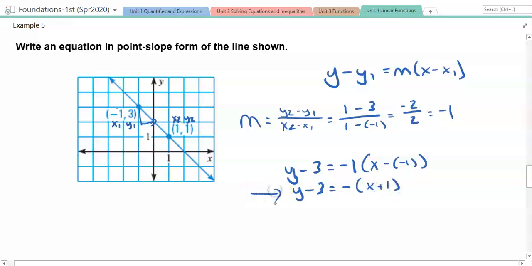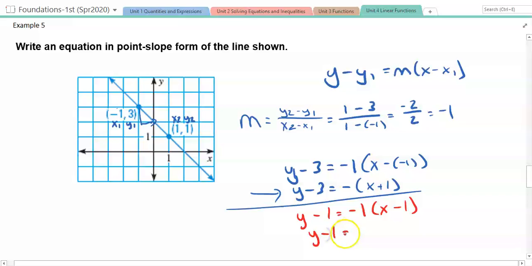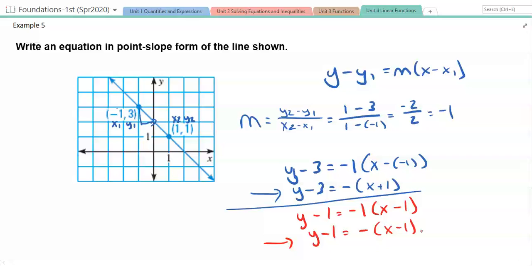Now, this would be one answer. But I could also give the answer with the other ordered pair. And so I could say y minus 1 is equal to negative 1 times x minus 1. And so simplifying this, y minus 1 is equal to the negative with x minus 1 in parentheses. And so again, this in the blue and this in the red are both answers to this problem because they both represent the same line. They just use two different points that are along that line to give the equation of it.